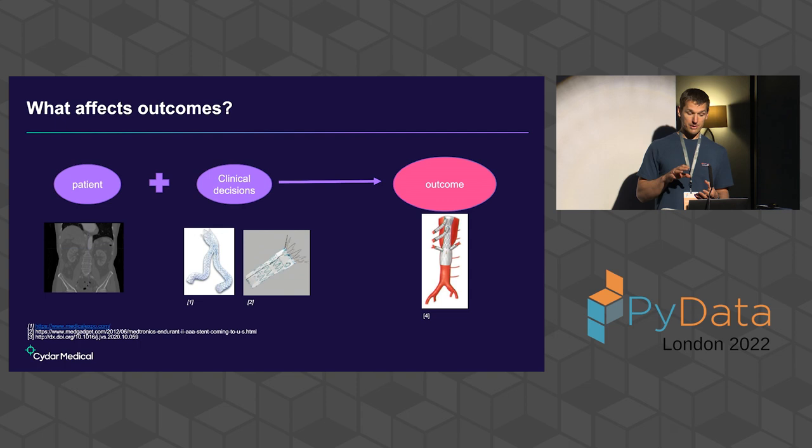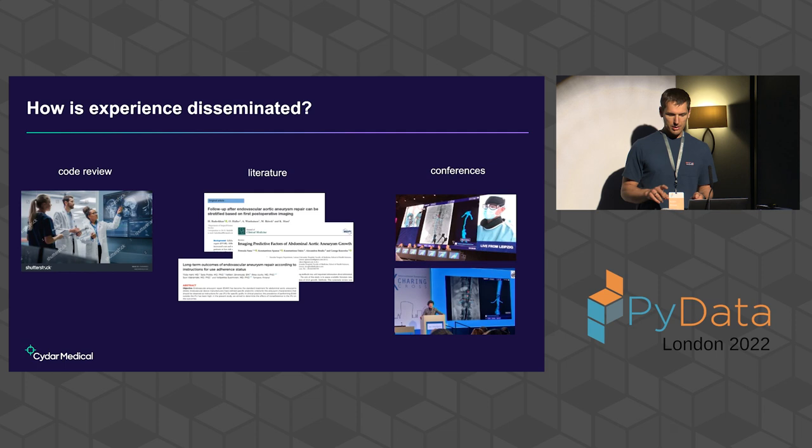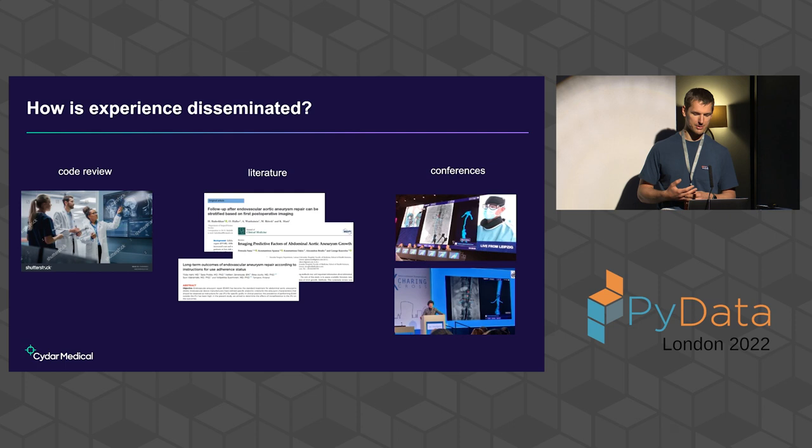And we can definitely have some indirect control over the second part, the clinical decisions, because, as Tomek showed you, we provide the software for planning these procedures, as well as guidance during the surgery. I want to take a brief detour to explain how knowledge and experience is disseminated in the medical community, using terms that we are familiar with as programmers.